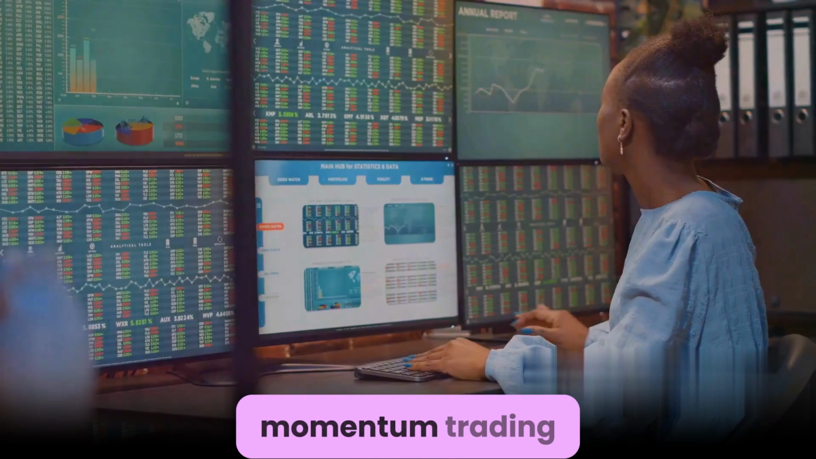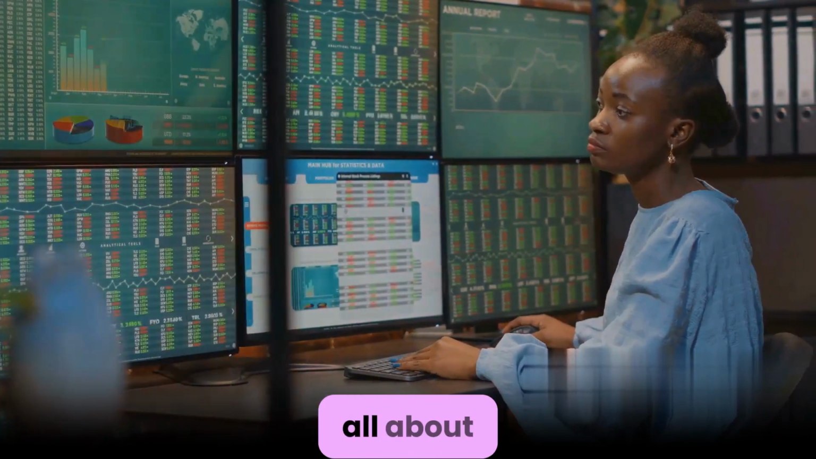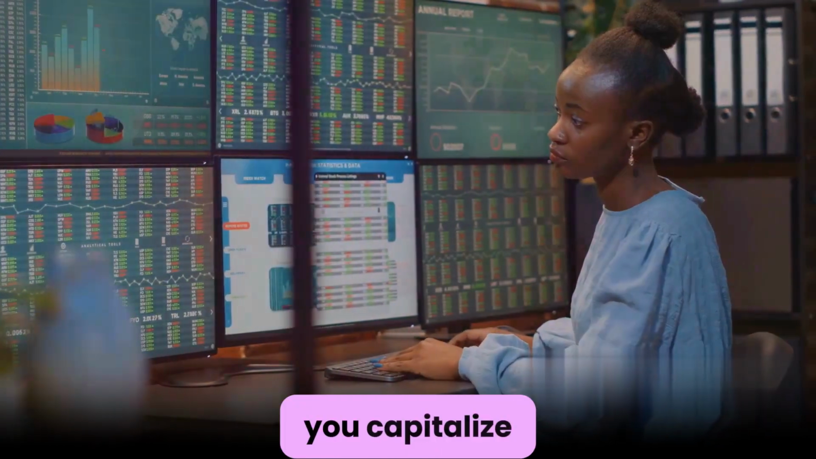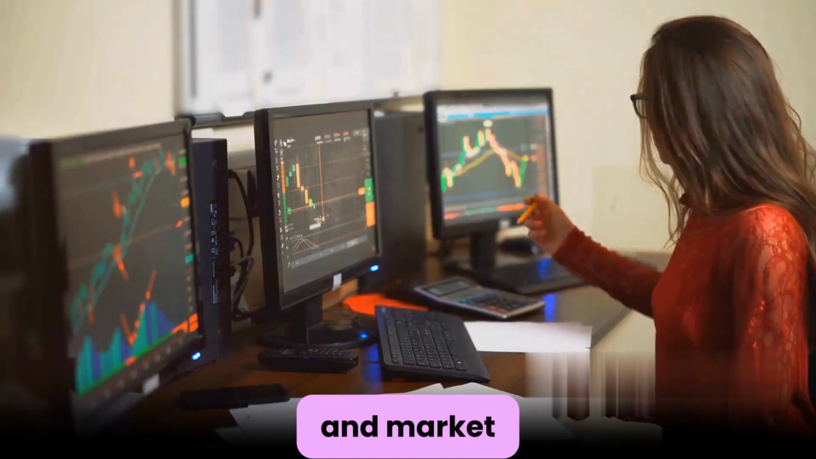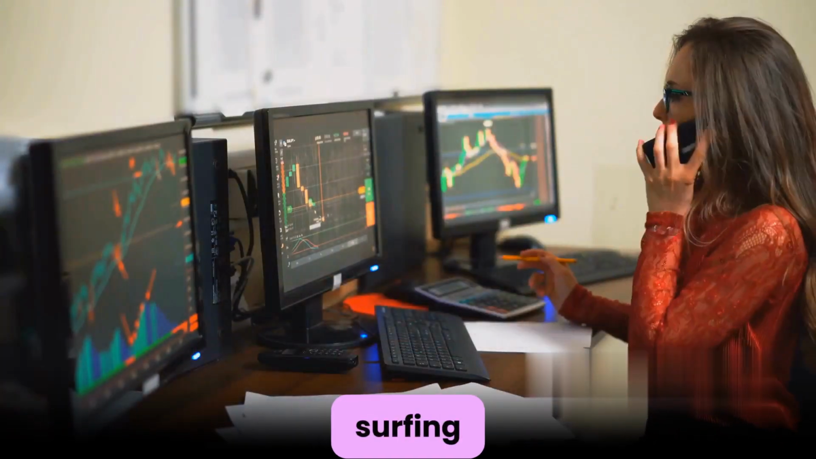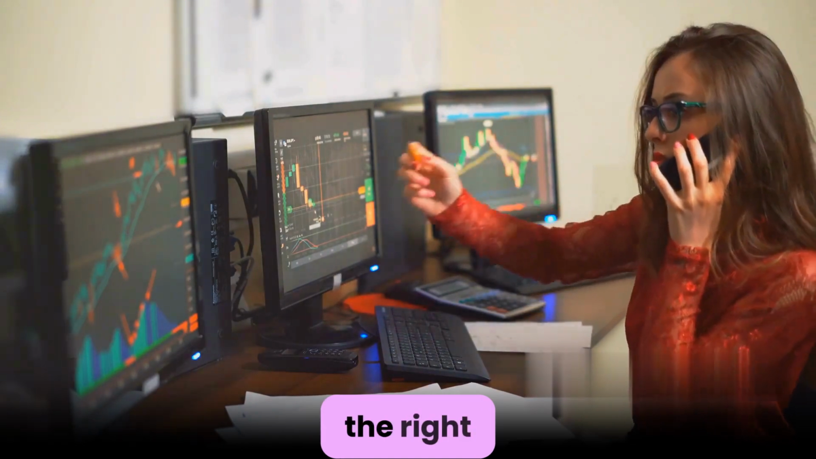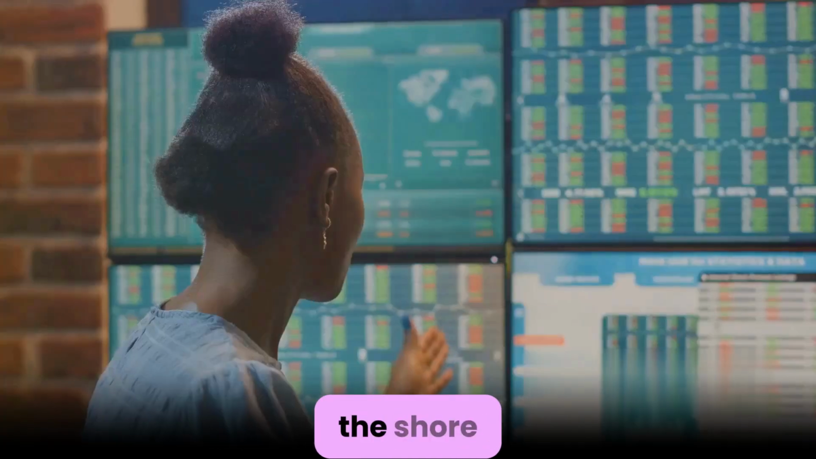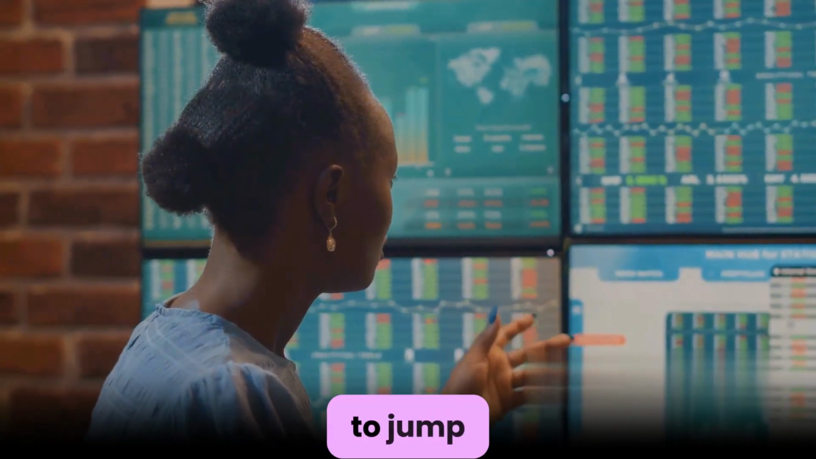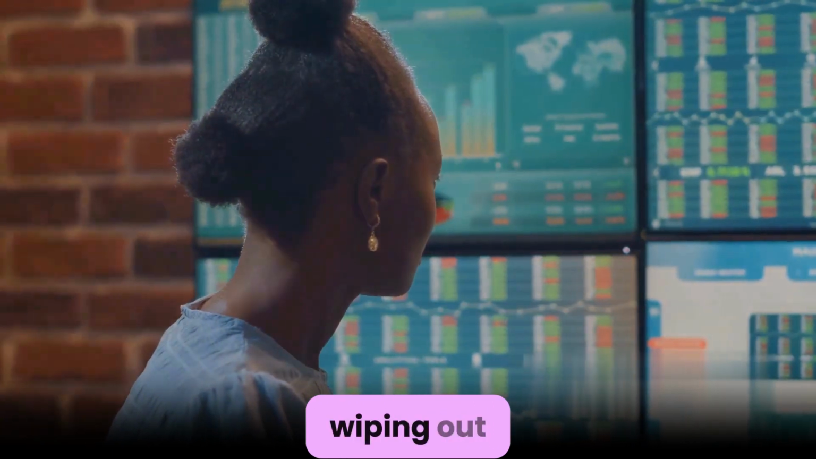Next, we talked about momentum trading. This strategy is all about riding the wave. You capitalize on short-term price trends and market momentum. It's like surfing. You watch the waves, wait for the right moment, and then ride it all the way to the shore. The trick is knowing when to jump on and when to get off to avoid wiping out.